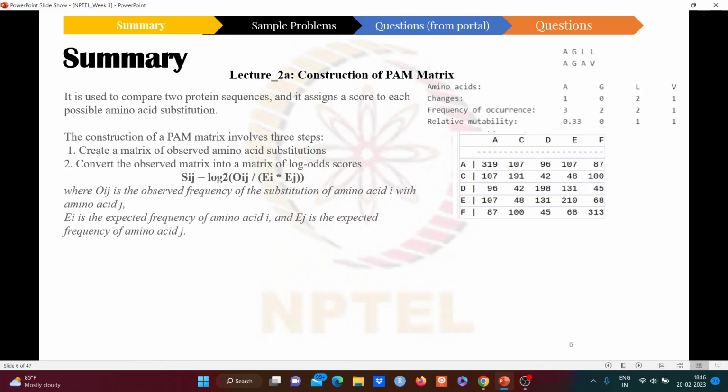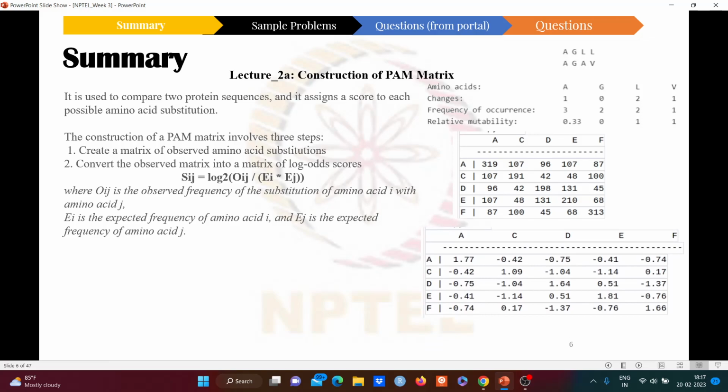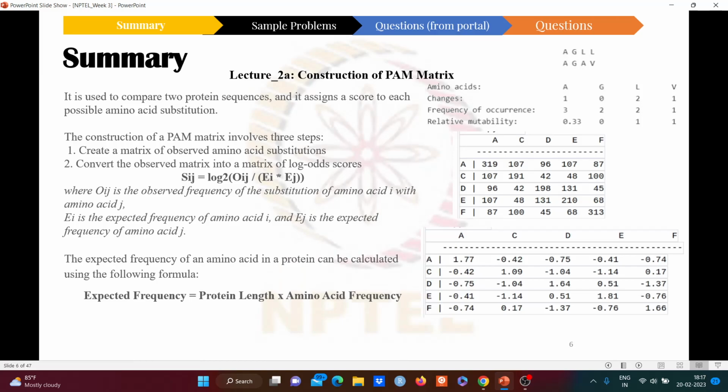Then this matrix is converted into a matrix of log odds scores. This is converted by using a formula where S of ij corresponds to amino acid type 1 and amino acid type 2, and where O is the observed frequency of substitution of amino acid I with amino acid J, and EI is the expected frequency of amino acid I, and EJ is the expected frequency of amino acid J. The expected frequency of an amino acid in a protein can be calculated using the protein length multiplied by the amino acid frequency.